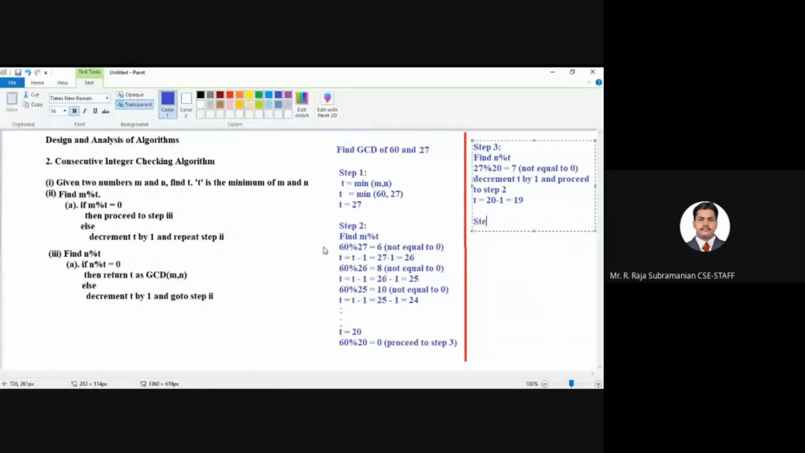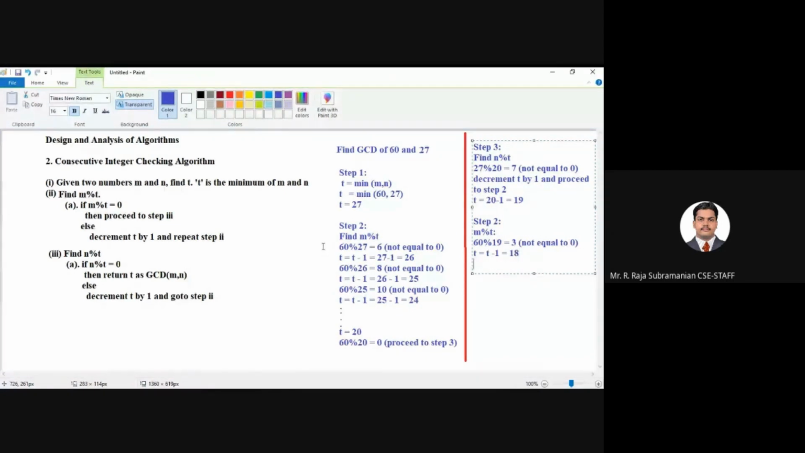Step 2. What is m mod t? I want to do m mod t. So again 60 mod 19: 19 into 2 is 38, 19 into 3 is 57, so I'll get 3 here as the remainder, and again it is not equal to 0. Then what I'll do is decrement: t is equal to t minus 1, equal to 18.